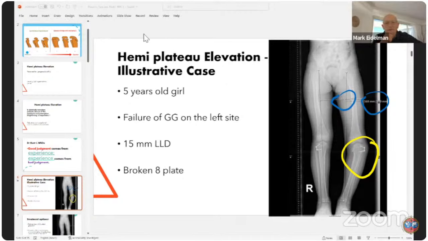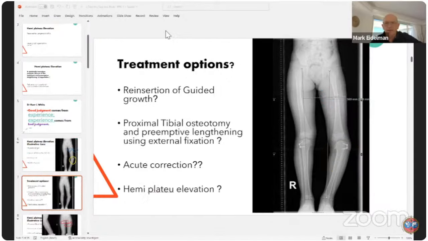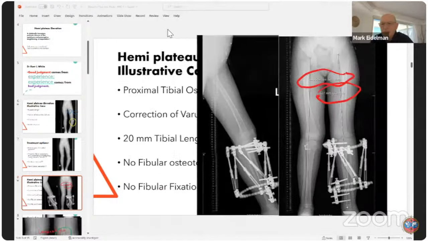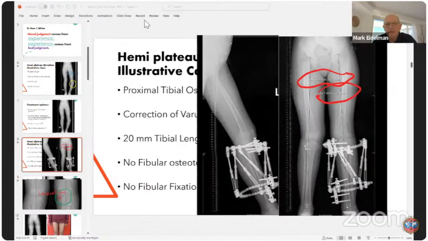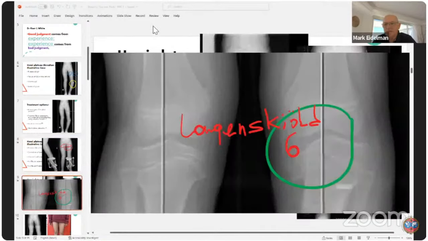So this is a 5-year-old girl, failed guided growth on the left side, a small leg length discrepancy, and a broken eight-plate. So what's the treatment option? What will you do: reinsertion of guided growth, proximal tibial osteotomy, preemptive lengthening using an external fixator or whatever, acute correction, hemiplateau elevation at this stage? So I chose the proximal tibial osteotomy without closure of the remaining epiphysis. And here are my results. Apparently, we have good correction, but it's Langenskiold stage 6.